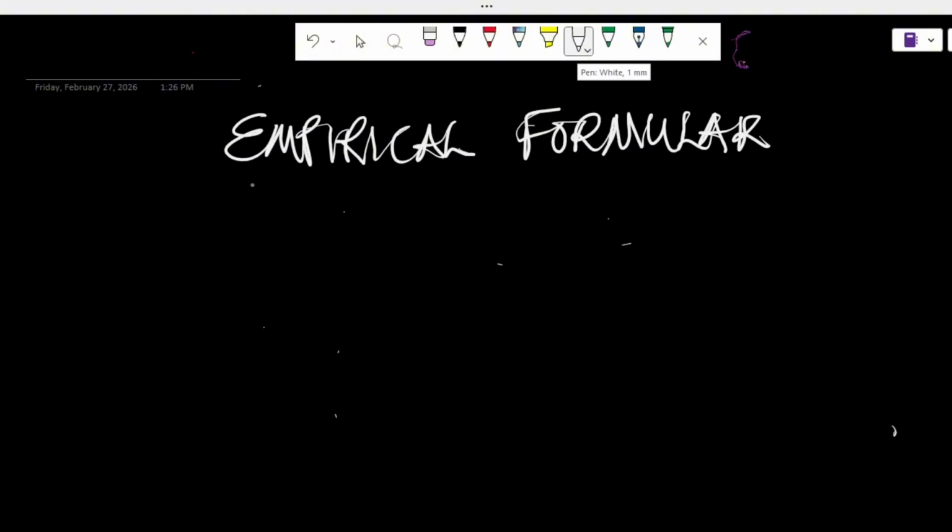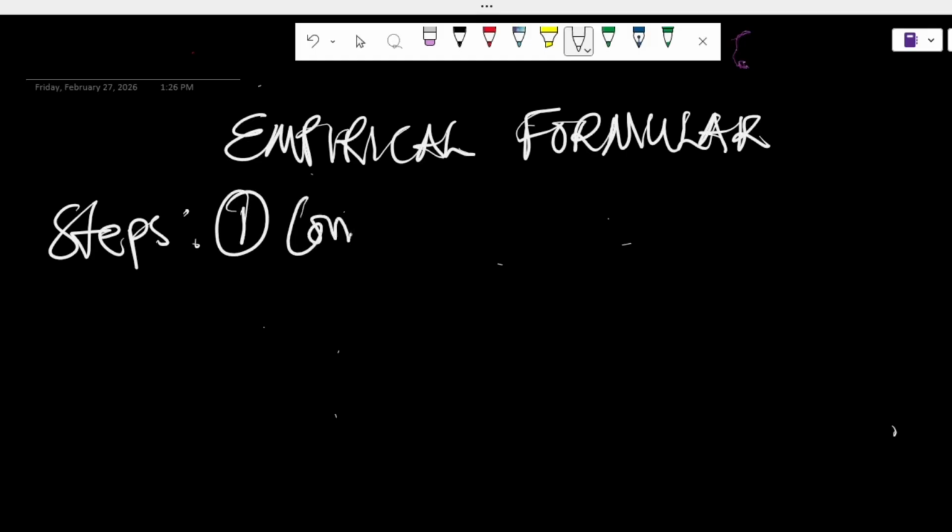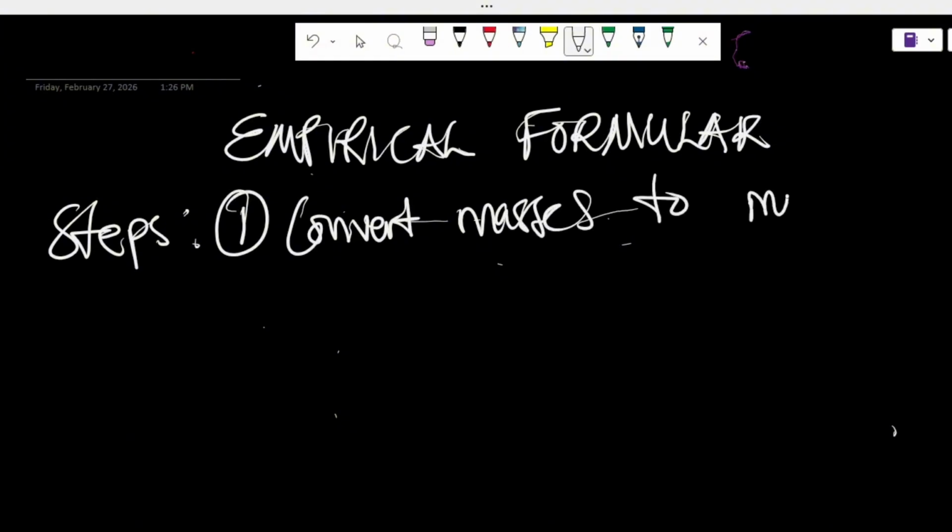The next thing that we are going to talk about is how to write the empirical formula. Now, first of all, we have to look at the steps, and then you're going to discover what this empirical formula is. So first, convert masses to moles. So when you've been given masses, make sure that you convert them to moles.